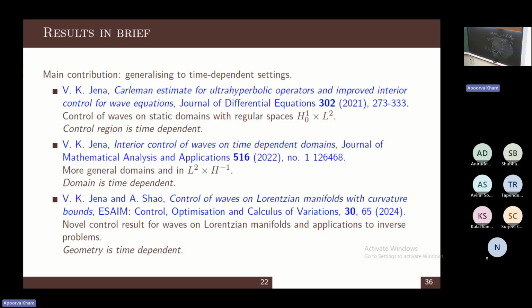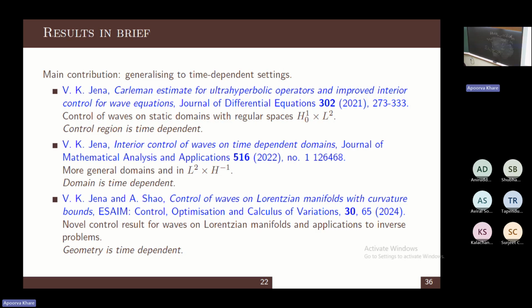Even more general, right? Because here you are assuming at least the negative part of the matrix, and the general Lorentzian case can be more general. Yeah, it is. So over here you can see this is a very step-by-step thing we did. The first one, only the control region is time dependent, the domain is static. In the second one, the domain is time dependent as well, and in the last one, the whole geometry is time dependent, not just the domain.